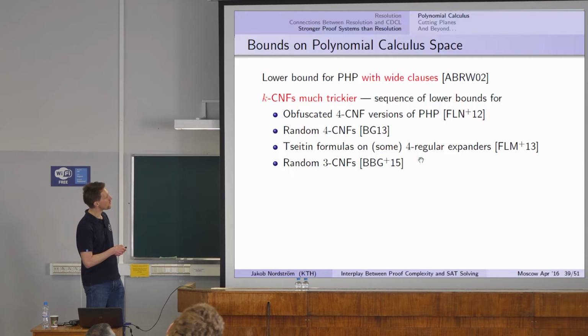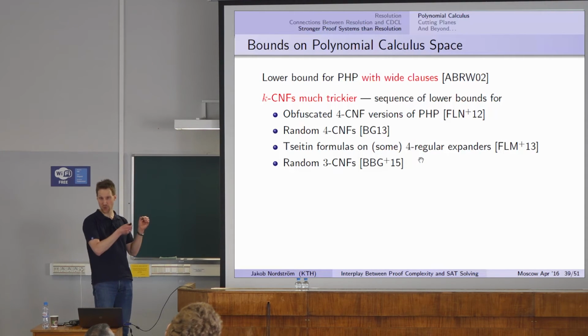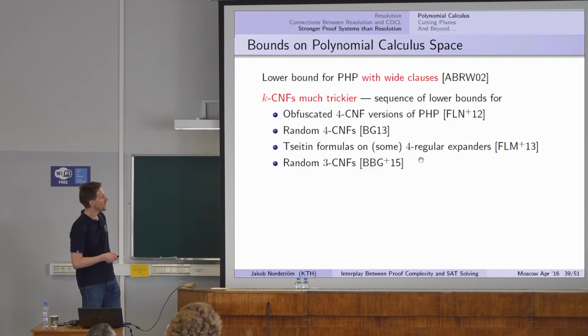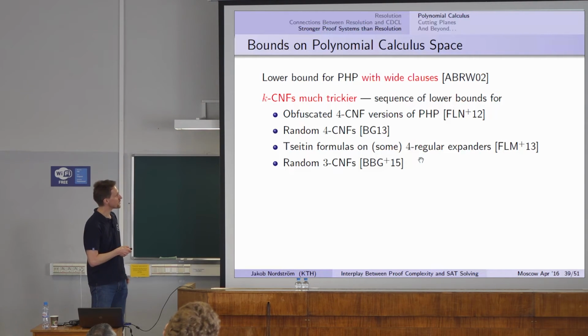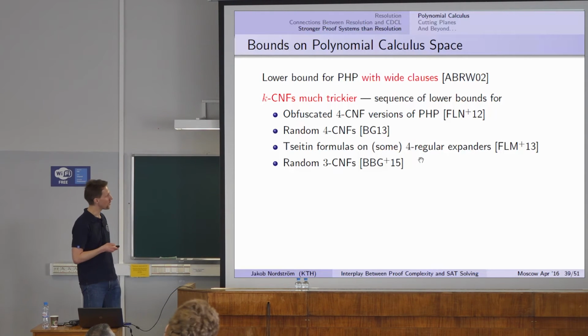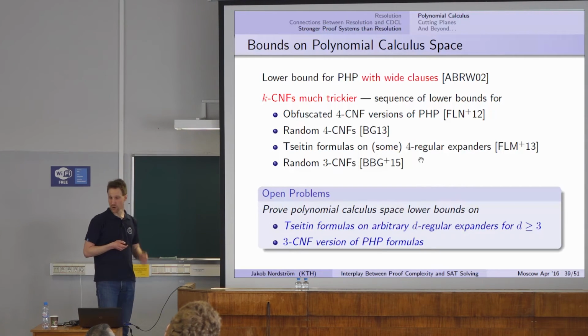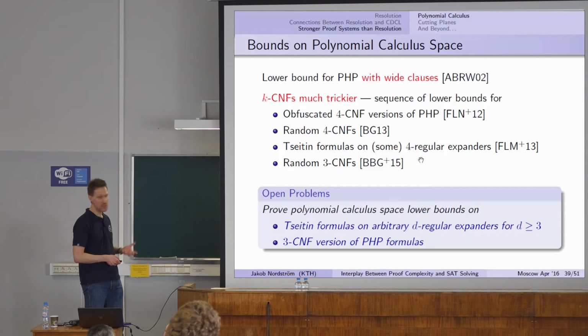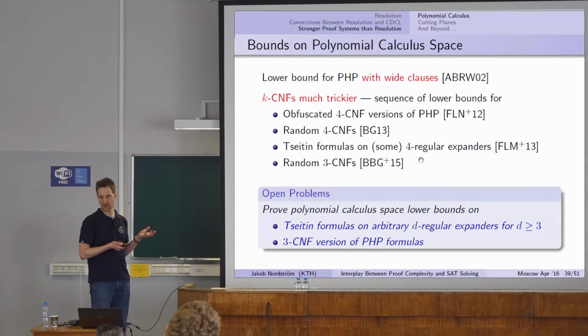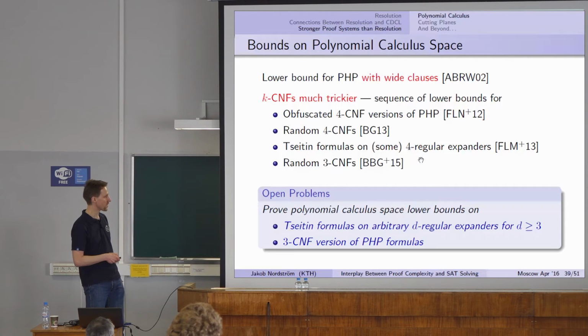Then a beautiful paper got it for random 4-CNF formulas. Then for Tseitin formulas, again handshaking lemma on some 4-regular expanders. 4-regular means it's a 4-CNF, but there was a major barrier getting down to 3-CNF. So we had nothing for 3-CNFs. And then finally, last year, we proved that random 3-CNFs are hard with respect to polynomial calculus space. But we still don't know: if you take any 3-regular expander and you define a Tseitin formula on it, it should still be hard for polynomial calculus space. But we don't have that for any 3-regular graph.